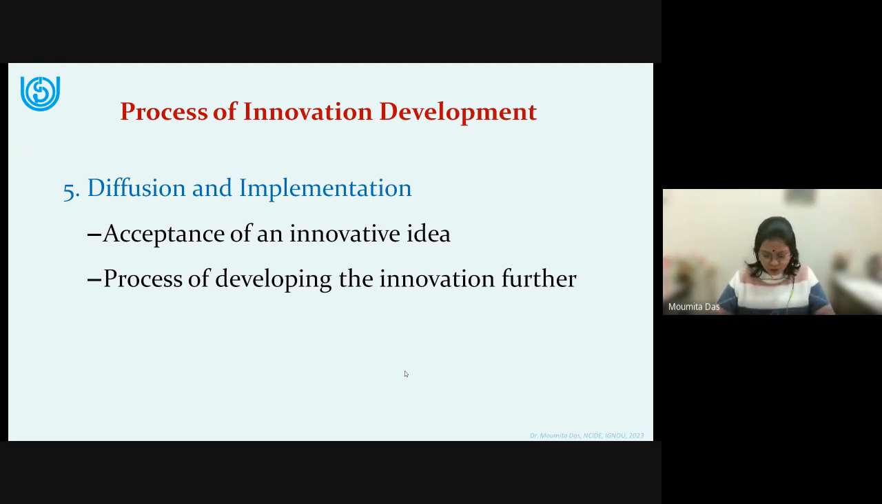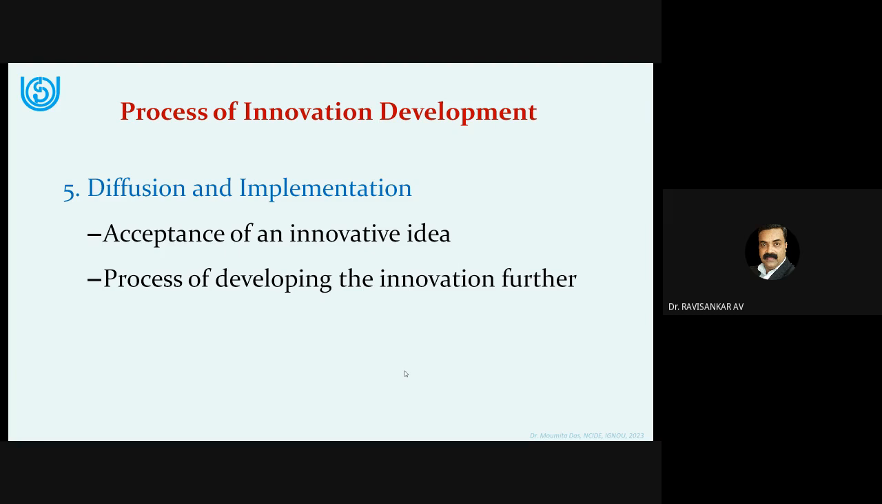So these are the 5 stages which I have described. I hope it is clear to you. Can anybody confirm that? Is it clear? All the 5 steps? Yes, ma'am. Okay.